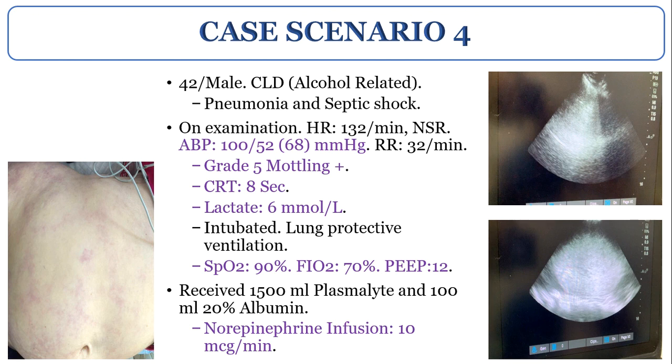So 42-year-old male, chronic liver disease, pneumonia and septic shock. On examination, heart rate is 132, ABP 100/52. बेटा बाय द वे, पिछले पेशेंट में मैंने सलाइन इसलिए दिया था कि वो TBI था, ट्रॉमेटिक ब्रेन इंजरी, और कोई कारण नहीं रहा, अदरवाइज मैं रिंगर ही दूंगा.